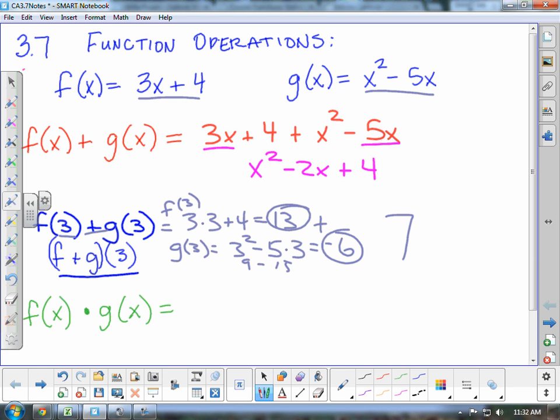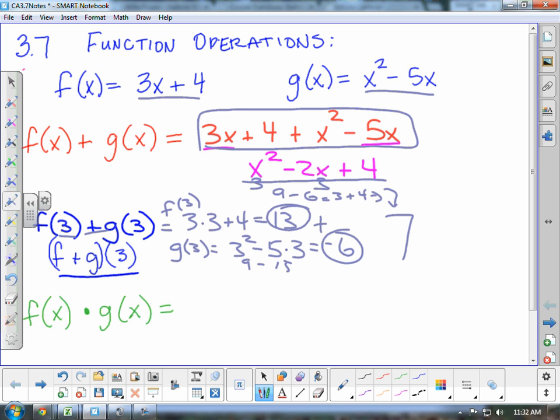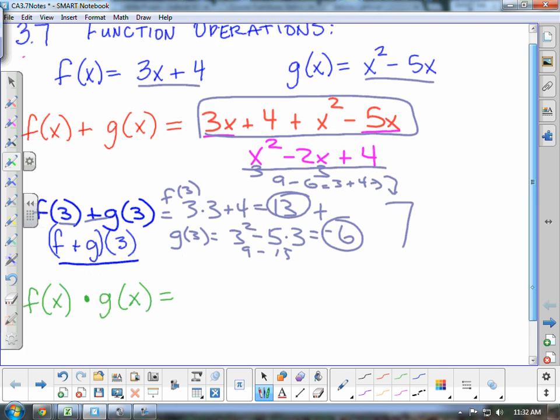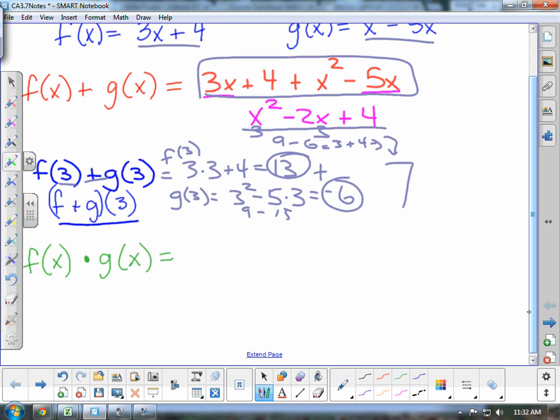Or you can try to simplify this by adding them together and getting this, and then putting 3 into these two places, and you would still get the same thing. 9 minus 6 is 3, plus 4 is 7 still. Taking and multiplying two functions together and using the same two, you're just going to distribute things from one part to the other.